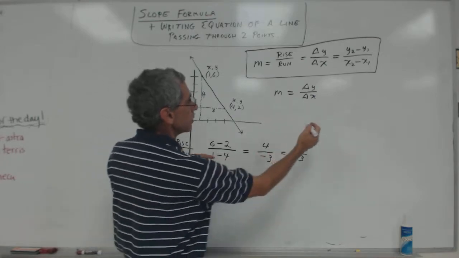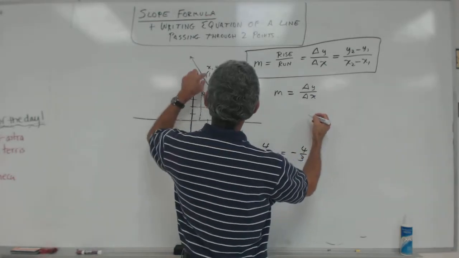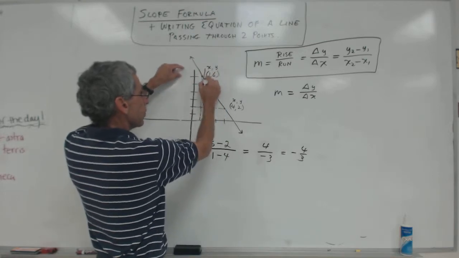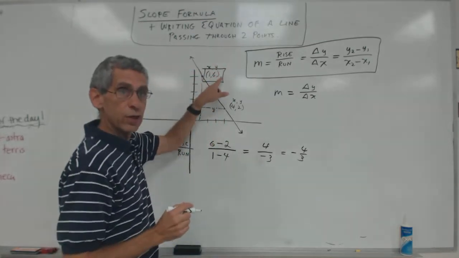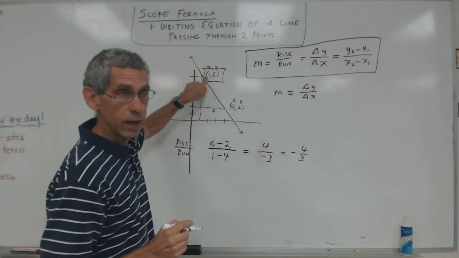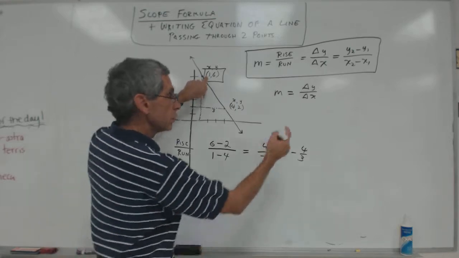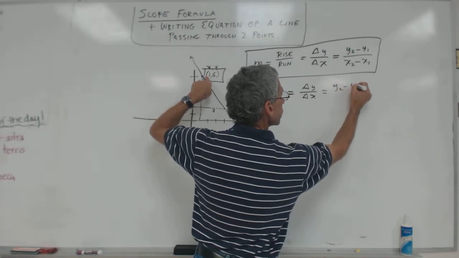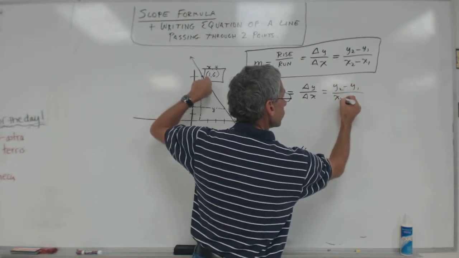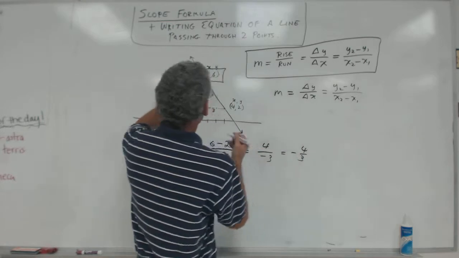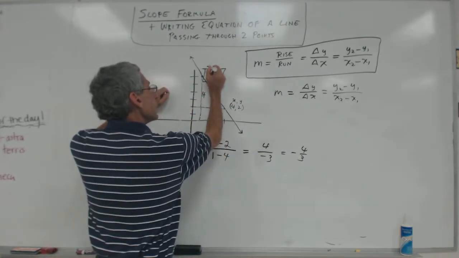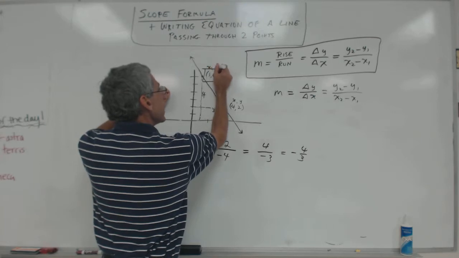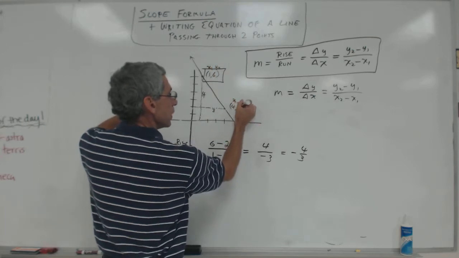Here are my 2 points, 1, 6. I'm going to start with this one. I'm going to put a box around the one I start with, so I always start with that. I start with the y, and I start with the x. So the change in y, I'll do this again, y2 minus y1 over x2 minus x1. I'm going to say this is x2 and y2, and this is x1 and y1.